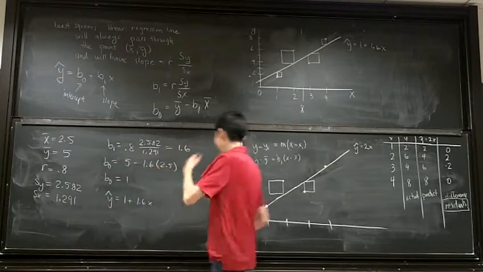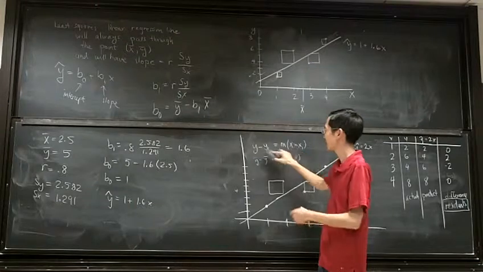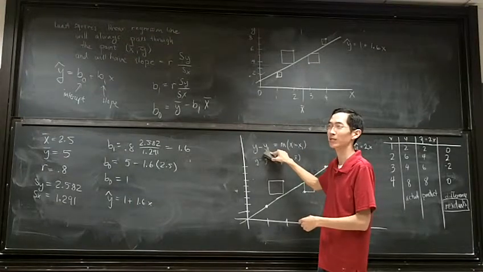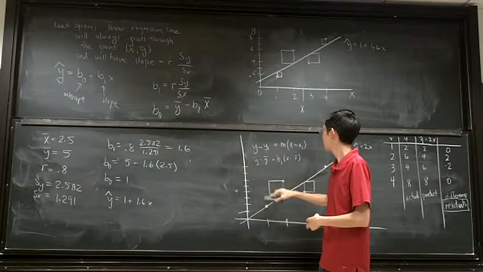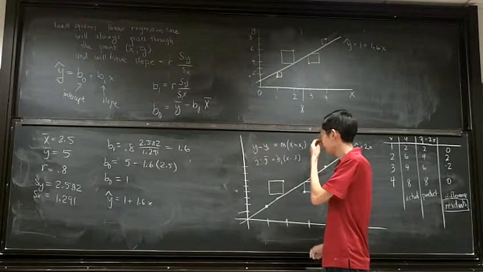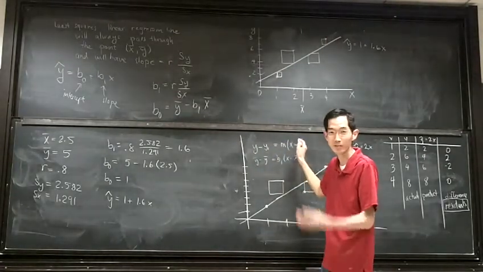Sorry, I just got cut off. I can't solve this. I think this is the point slope form, right? Oh, okay, I'm sorry. So we're just putting this into the form y equals mx plus b, right?